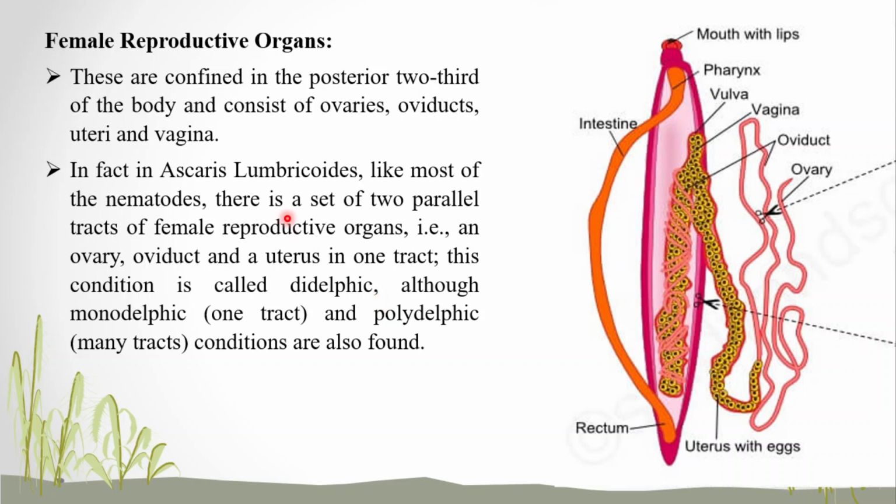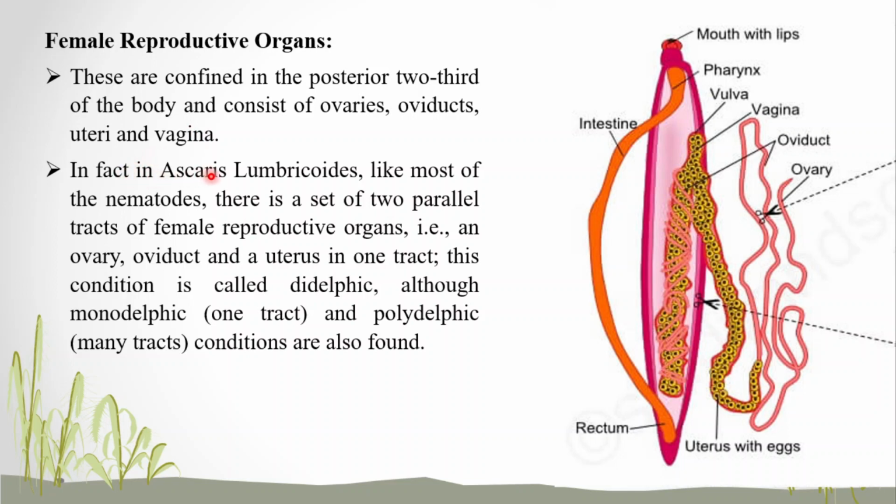So the female reproductive system is confined to the posterior two-thirds of the body and consists of ovaries, oviducts, uteri and vagina. These are the organs of reproduction.